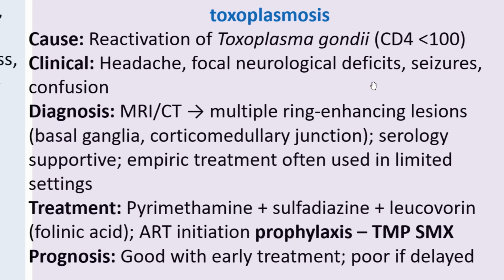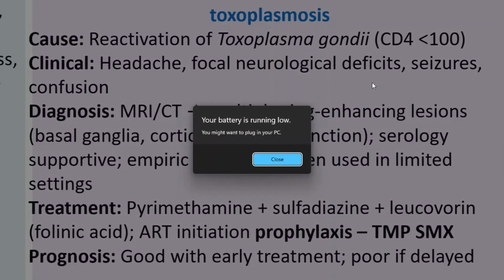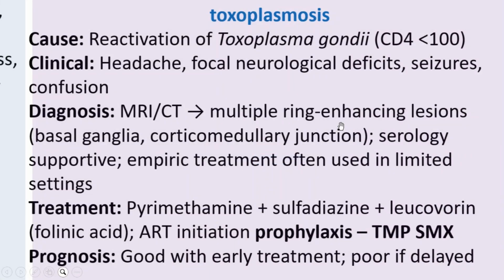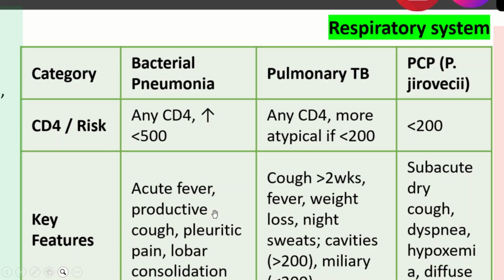Then the prognosis. So for someone who has had toxoplasma, or if someone gets a CD4 count less than 100, normally we give prophylaxis for this, and we shall give trimethoprim sulfamethoxazole, TMP-SMX. We are going to give this for prophylaxis of these patients. Then the prognosis is good if we treat early, and if we delay the treatment, the prognosis is actually going to worsen.